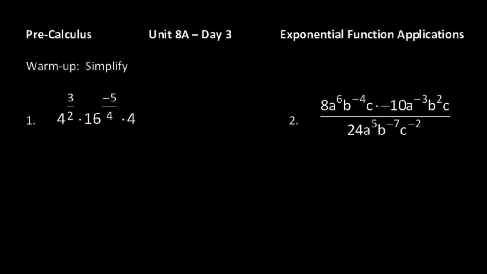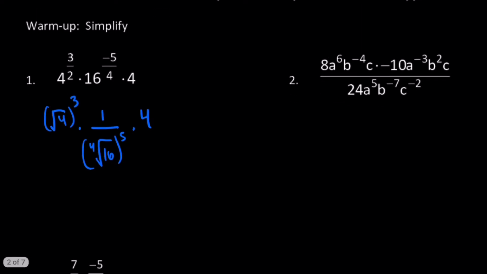So 4 to the 3/2 power, if you recall, is the same thing as saying square root 4 cubed, times 16 to the negative 5/4. The negative takes the reciprocal of the base. I'm going to take the 4th root of 16 and take that to the 5th power, and then I have times 4. Square root of 4 is 2.